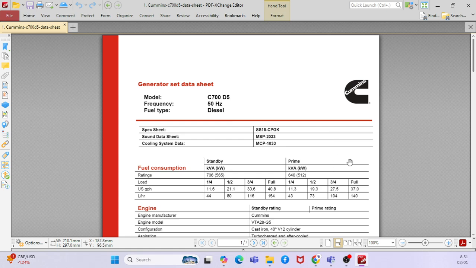The continuous rating you will use where you have continuous operation, say for example 24/7. For example a hospital, or a server room, data center, or wherever you have critical applications, say for example cooling or cold storage, wherever you have 24/7 applications. Say for example, your authority power is gone, maybe for 1 day or 2 days outage.